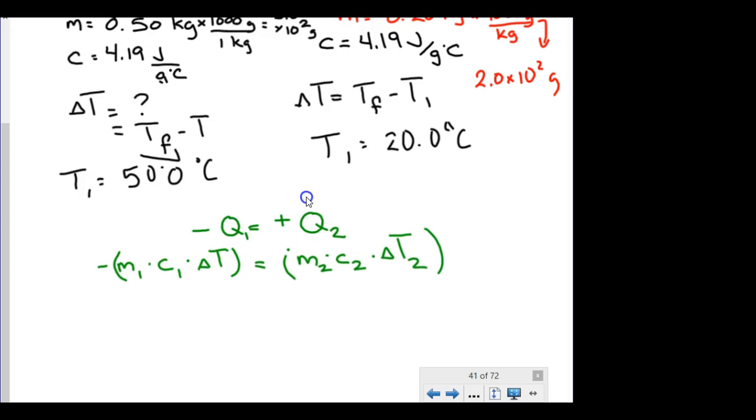How do we calculate temperature change? Always final minus initial. In addition to expanding Q, we're going to expand delta T.